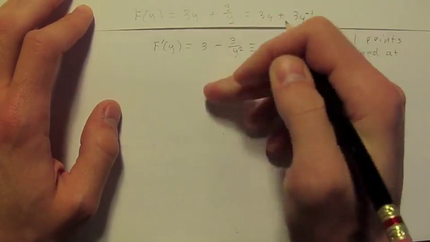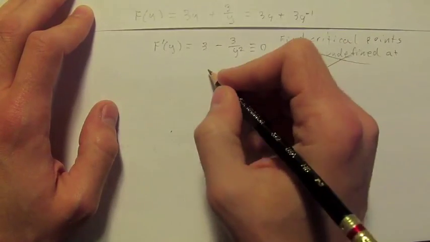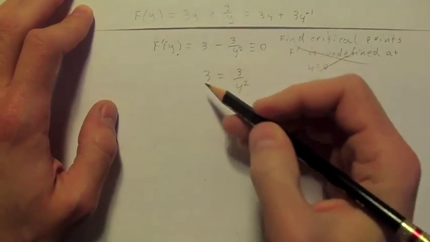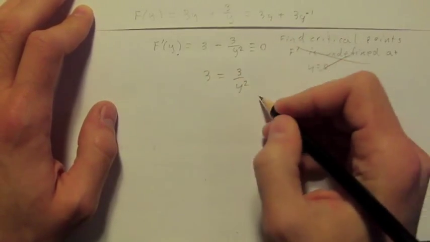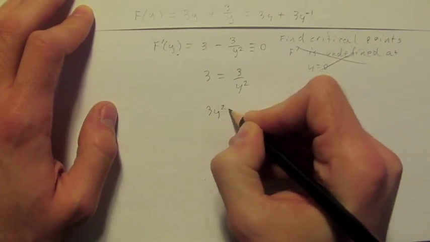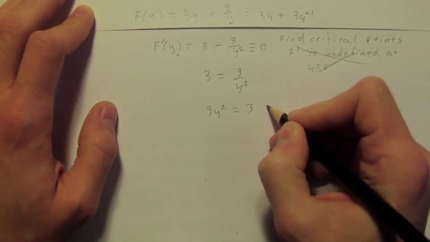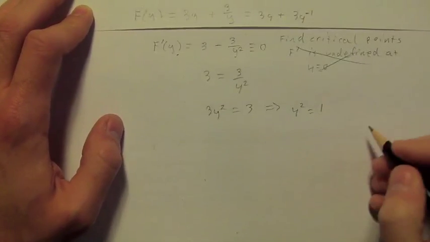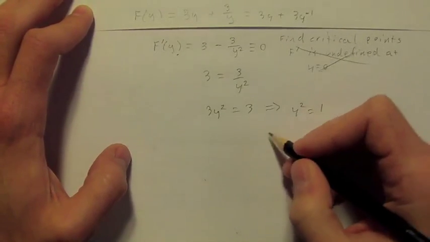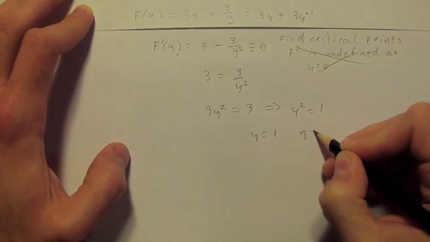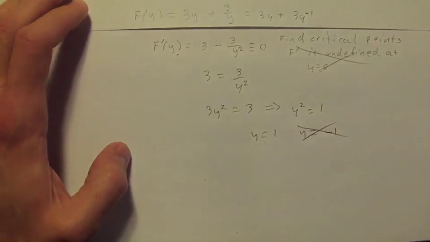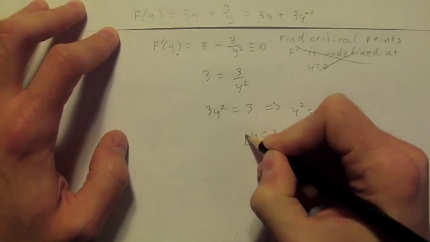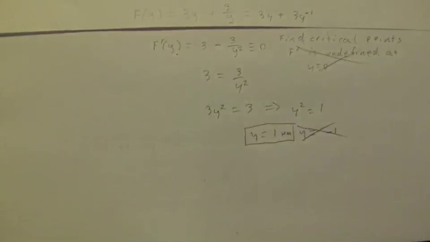But I'm going to set this equal to 0, no problem. And I'm going to move that over. I get 3 is equal to 3 over y squared. So if I move the y squared over, I get 3y squared is equal to 3. In other words, y squared is equal to 1, which means y is equal to plus or minus 1. But minus 1 makes no sense in this case, so y equals 1, and we're in kilometers here, is what we want.